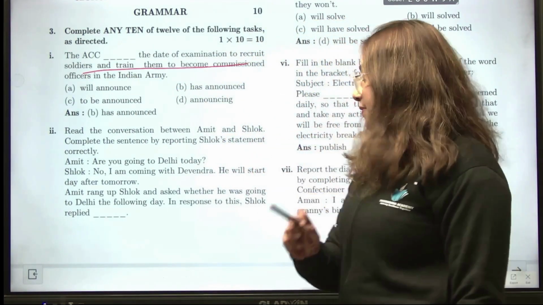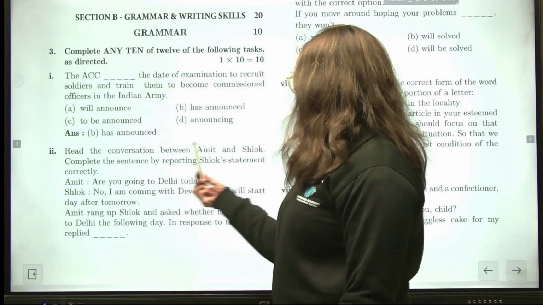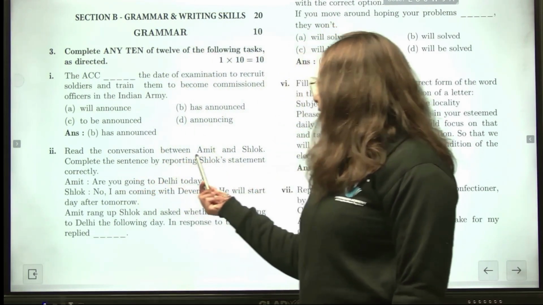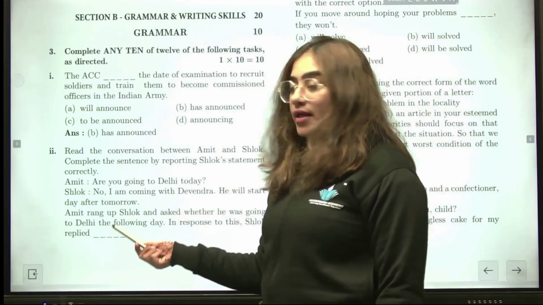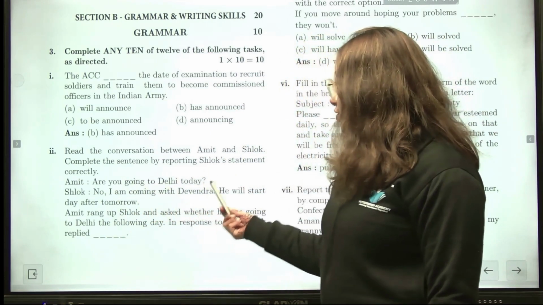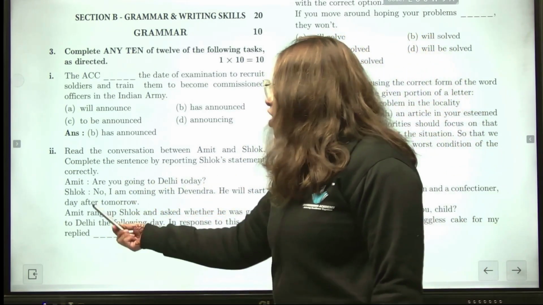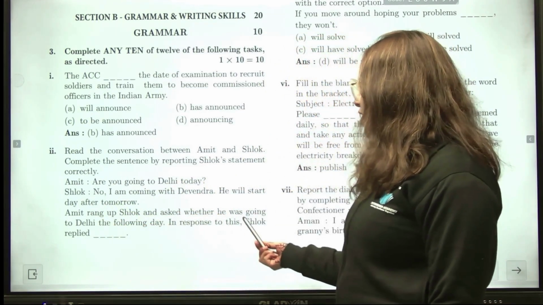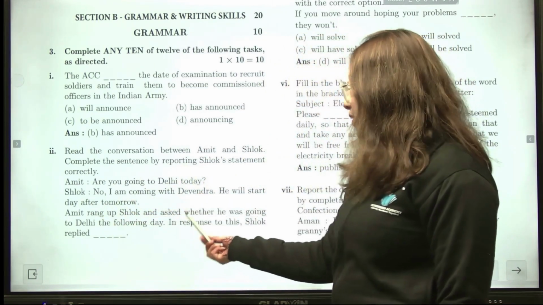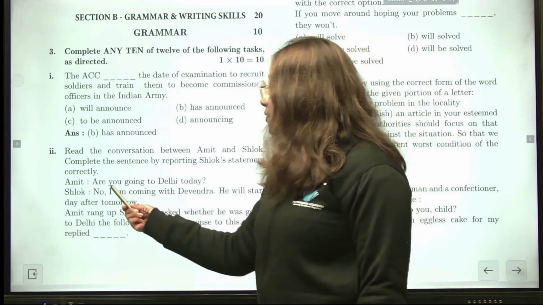the Indian Army. Read the conversation between Amit and Shlok. Complete the sentence by reporting Shlok's statement correctly. Amit: are you going to Delhi today? Shlok: no, I am coming with Devendra. He will start day after tomorrow. So Amit rang up Shlok and asked whether he was going to Delhi to the following day. In response to this, Shlok replied no.